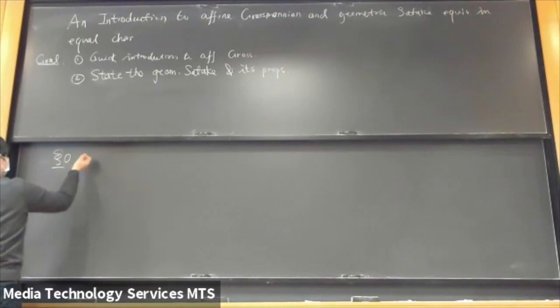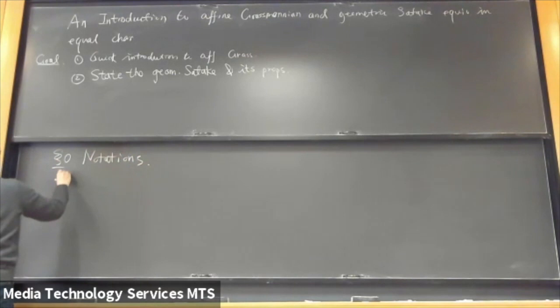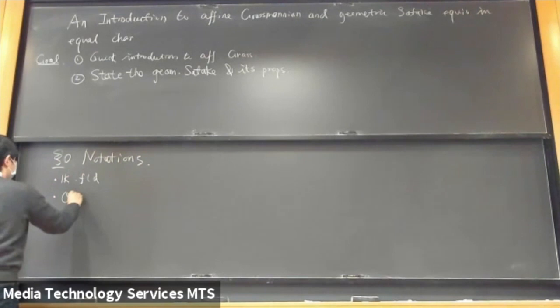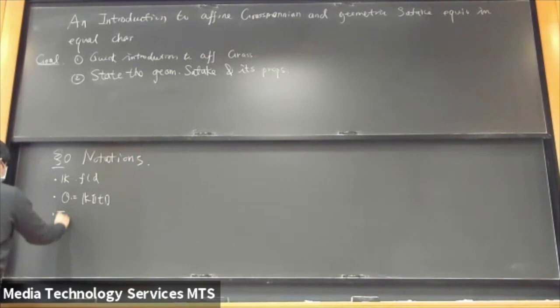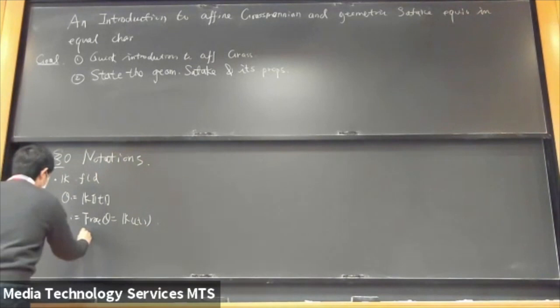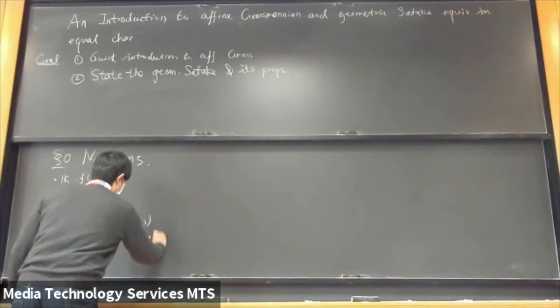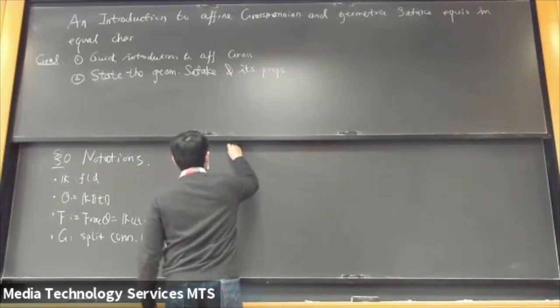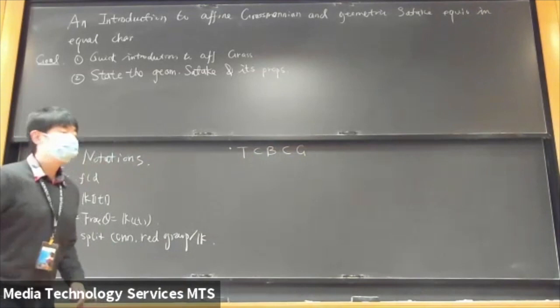introducing some notation. Throughout the talk, k will be a field, and O is k double bracket T, while F will be the fraction field of O, which is k double parenthesis T. And I assume G to be a split connected reductive group over k. I also want to fix a choice of maximal torus and Borel subgroup inside G.